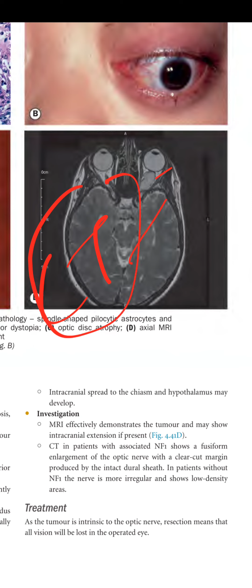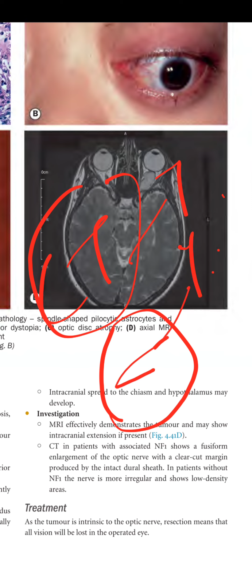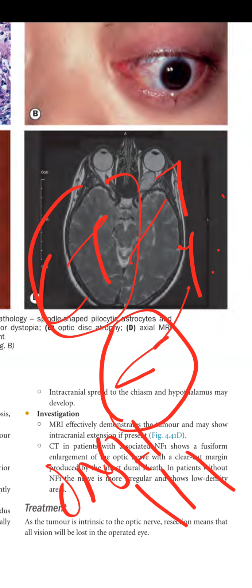So in case of the glioma, there will be a fusiform enlargement of the optic nerve, and in a case of optic nerve sheath meningioma, it will have a tram-track-like appearance because the sheath is having the tumor.